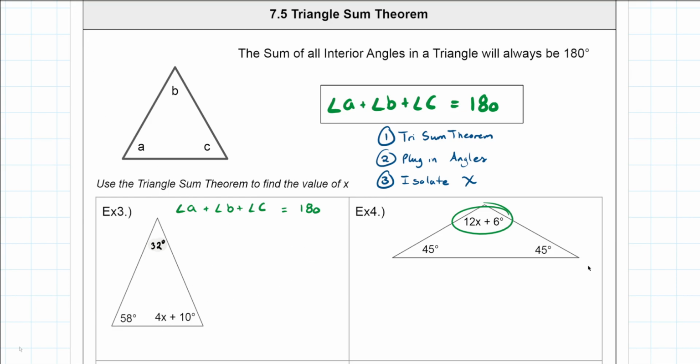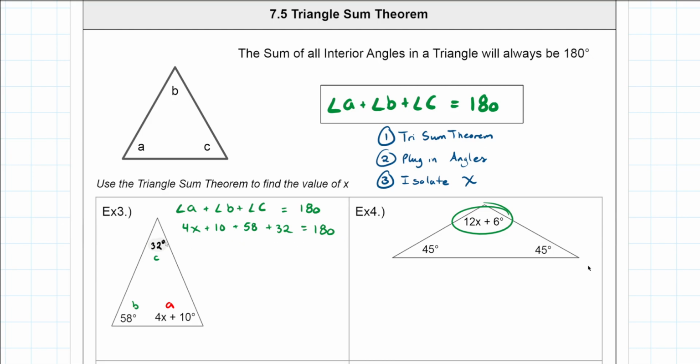I'm going to make sure that whatever term has the variable in it, I make that one A, and the rest of them B and C. Again, it doesn't really matter, it just makes things more streamlined if you do it this way. I'll do that right now. 4x plus 10, that's my A. Then we'll make 58 B, so plus 58. And then we'll make 32 C, so plus 32. If I add them all up, they will add up to 180. Not should, they will.